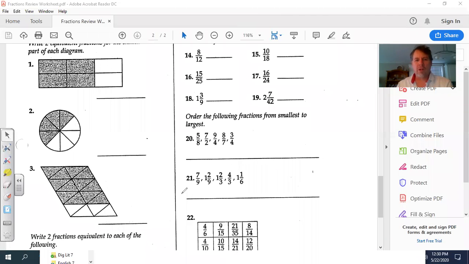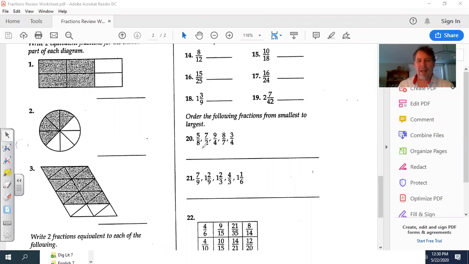I'm not going to do question 22. I'll leave that for you to figure out. Just in terms of question 20 and 21, there's a couple of different ways to do these. My first reaction to question 20 was to say, hey, get everything to a common denominator, and then you can just order them really easily.